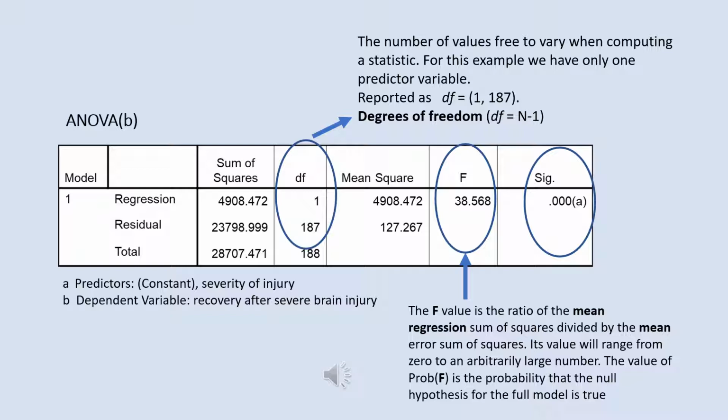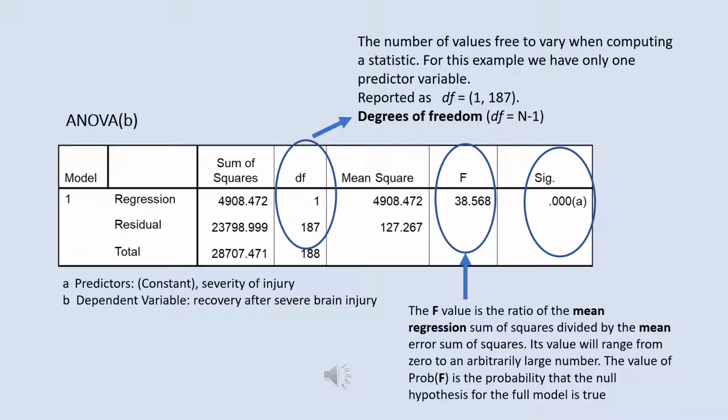This table also gives you the F statistic, which is the mean regression sum of squares divided by the mean error sum of squares. So this is an important part of your regression reporting. The value will range from 0 to a very large number, and the value of F is the probability that the null hypothesis for the full model is true. And you can also see your significance level here. It's significant at less than 0.001.